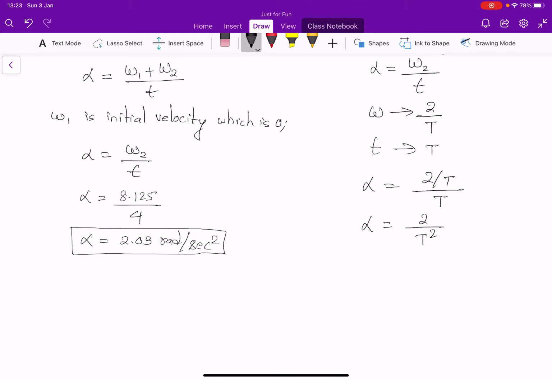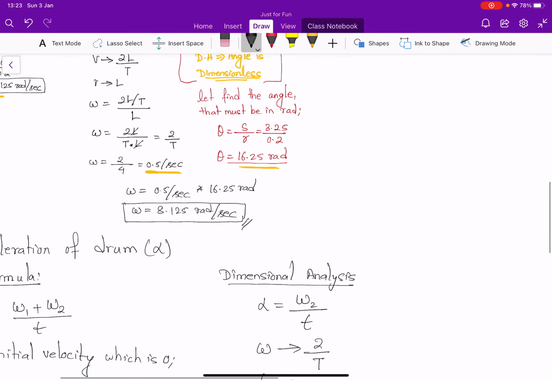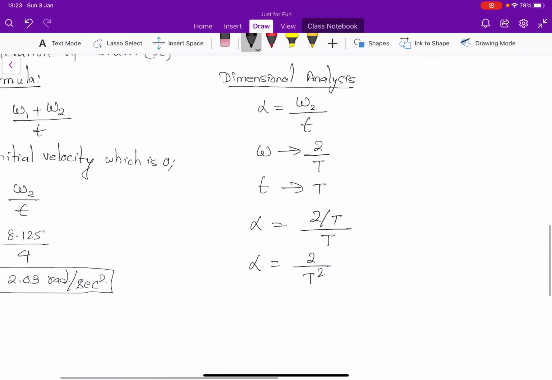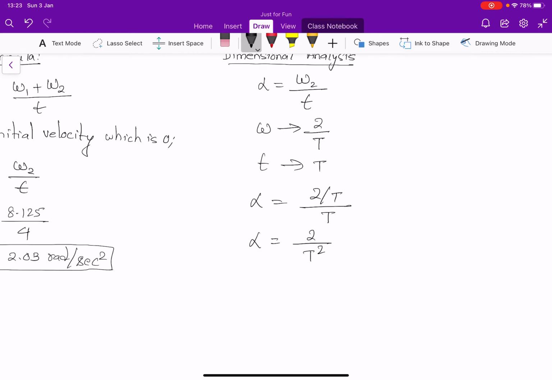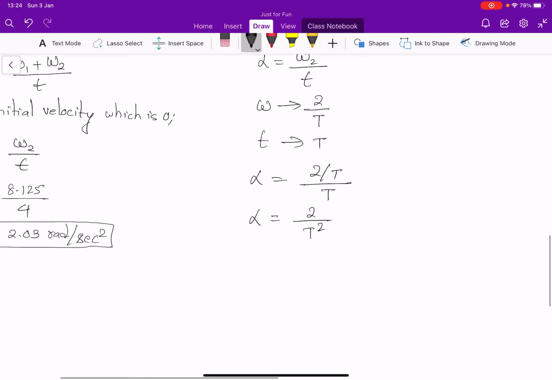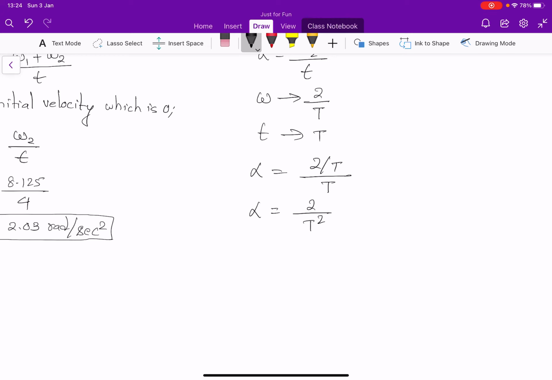Now, same exactly same situation, because in angular motion any displacement is referred to as theta, which is an angle, and it is considered dimensionless. So we need to find the angle, which we have already, and then use that angle to multiply this value, and we're going to get our final answer. So let's use this and let's find our value.